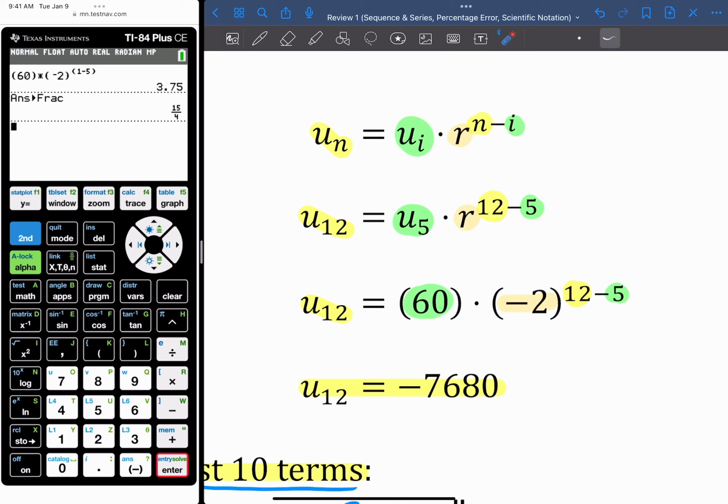U sub I is still what they gave me, so the fifth term, which is 60. So grabbing my calculator, I just need to now put this in here where n is now 12. So I'm going to do 60 times -2 inside the parentheses raised to the power of 12 minus 5. Press enter. And there we go. I get that the 12th term is going to be negative 7,680.